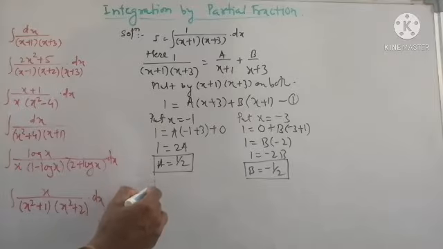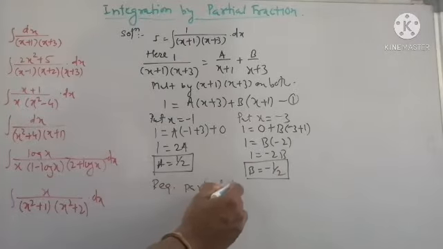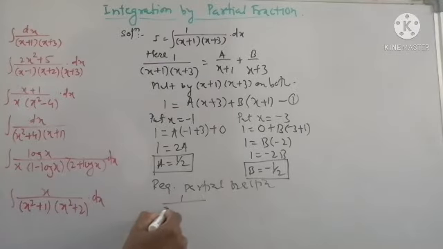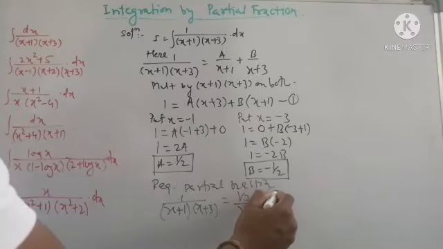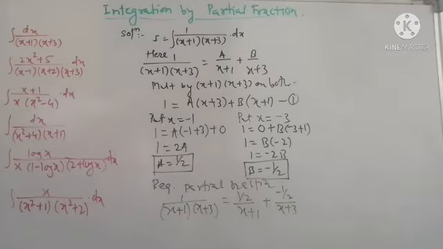So the required partial fraction, that is 1 upon (x plus 1)(x plus 3), is equal to, now the value of A is a half, divided by x plus 1, plus the value of B is a minus half, divided by x plus 3. Now observe this, one term which is simplified into a sum of two terms.